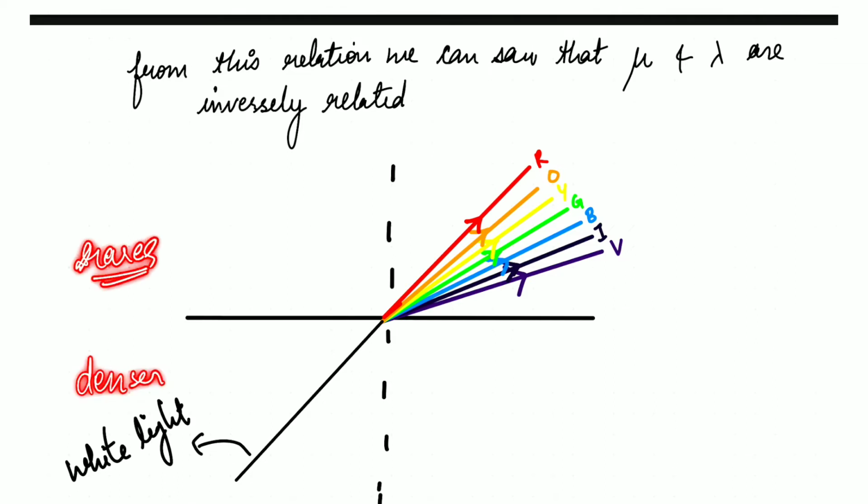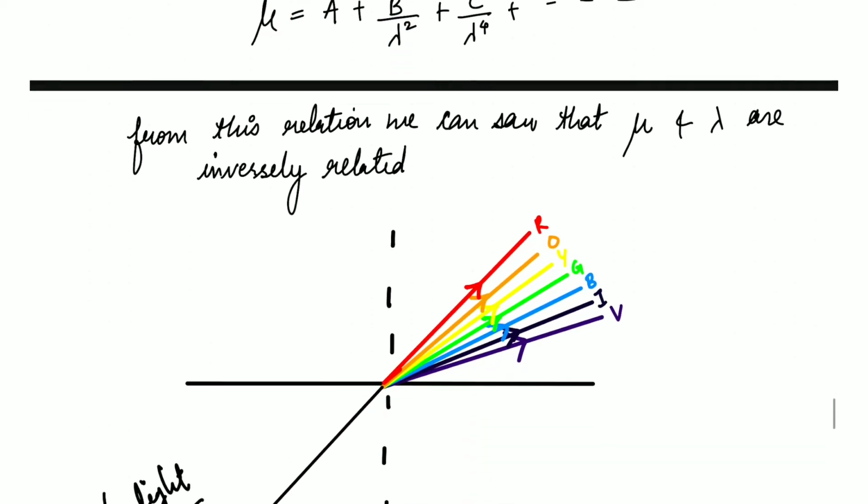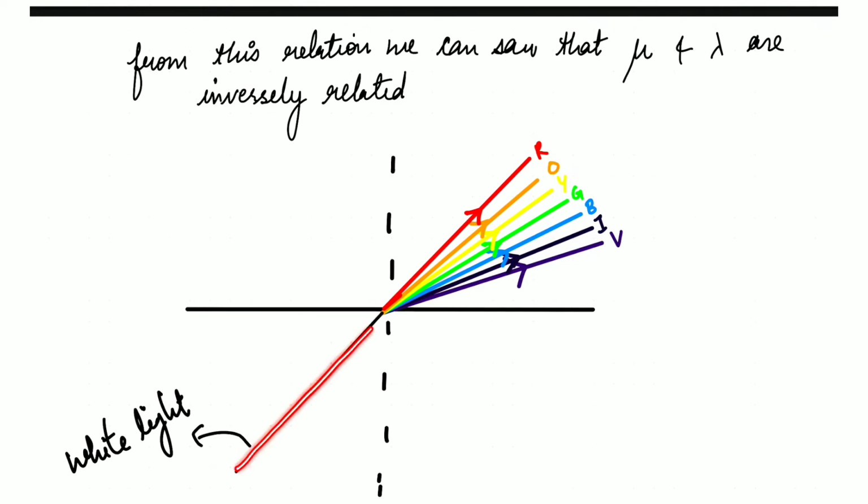Okay, all right. So let's say you have your violet color coming. According to this relation, the refractive index is inversely proportional to the wavelength. Violet has the least wavelength, so it is going to bend very far away from the normal, making a huge angle of refraction.